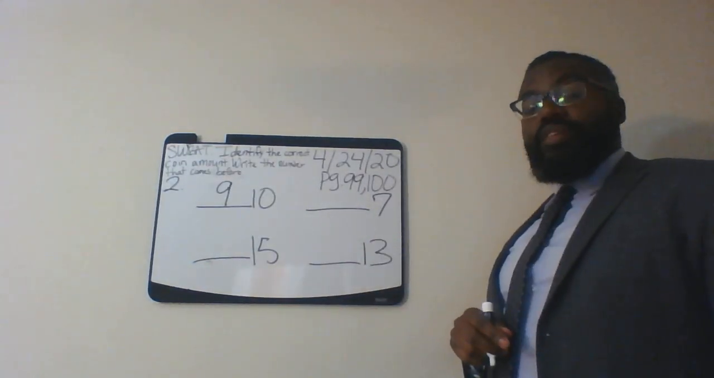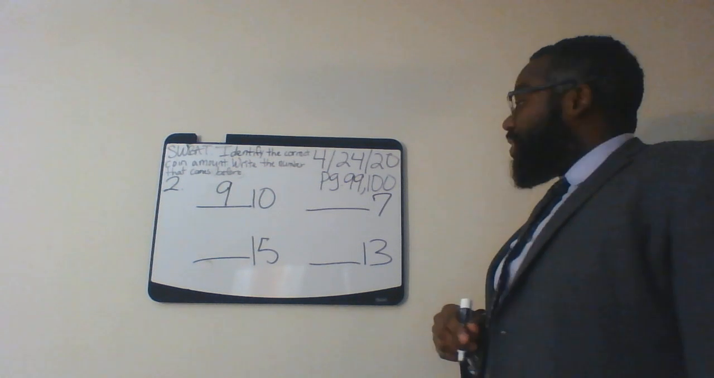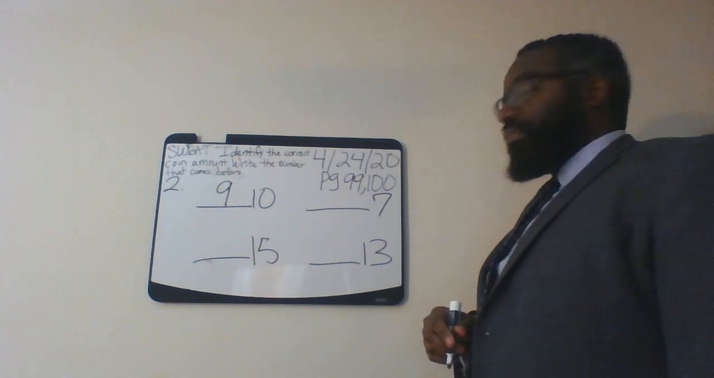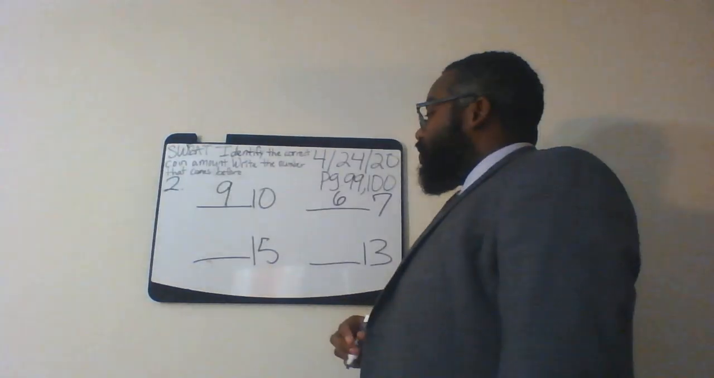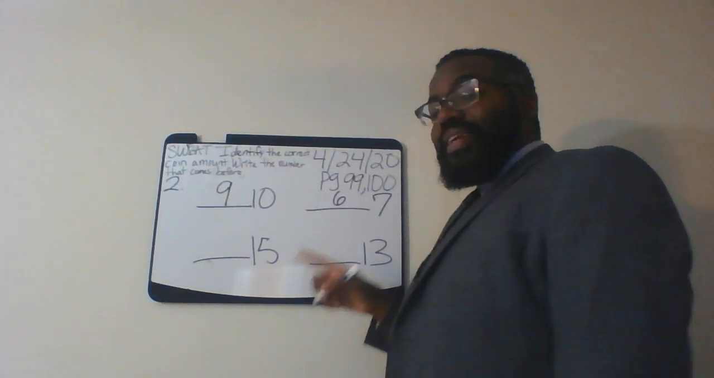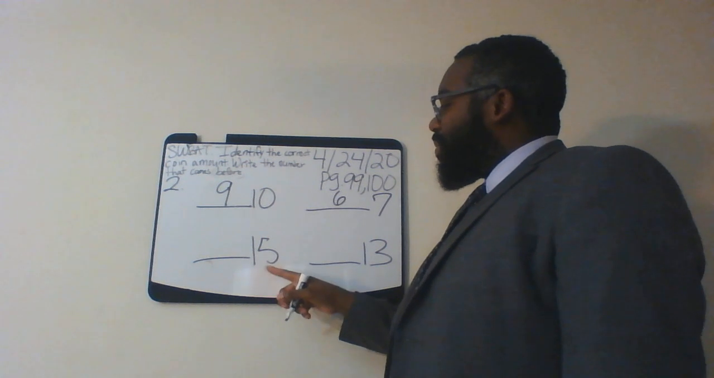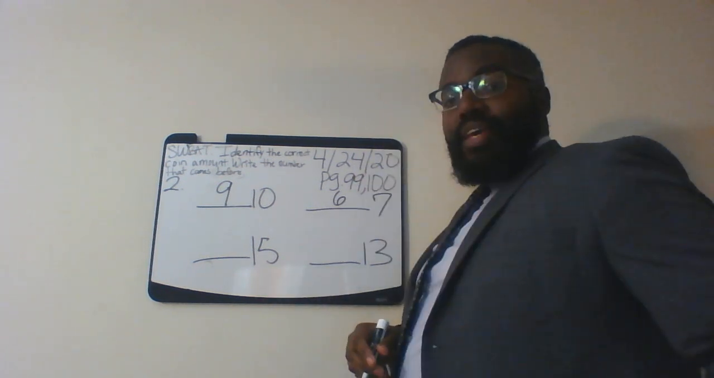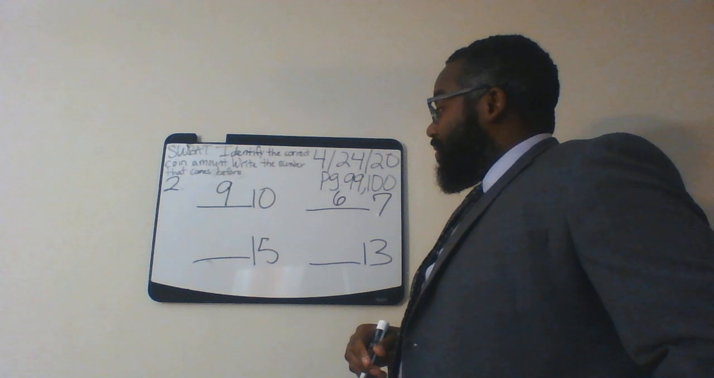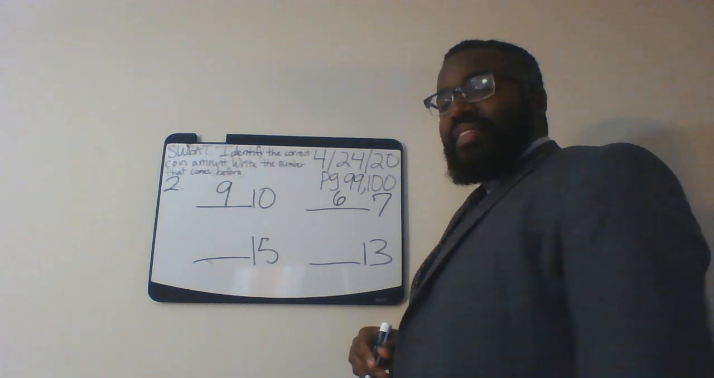Let's look at 7. What number comes before 7? What number? 6. All right. Let's go over to 15. Now, this has to be a number in the teen family. What number comes before 15? What number do you think? Would it be 16? No, not 16.